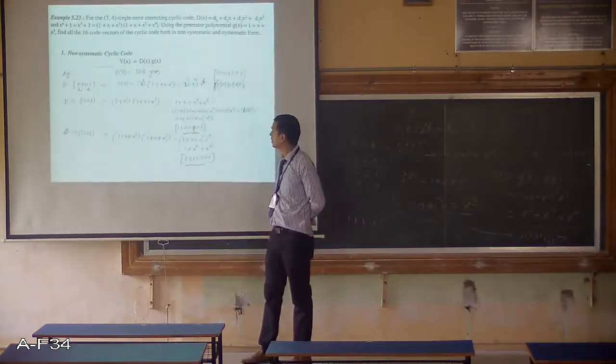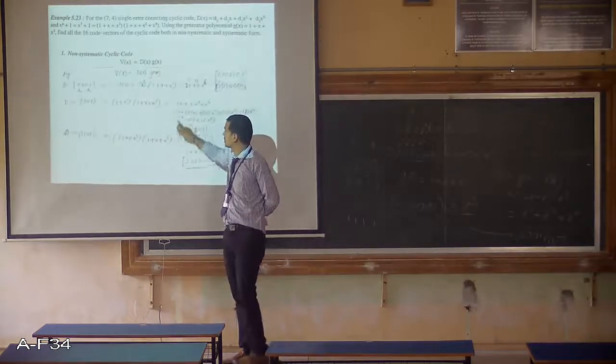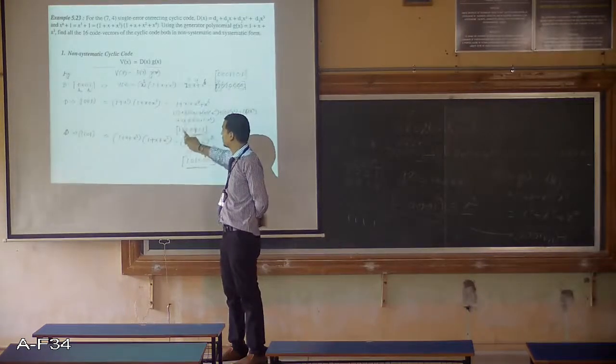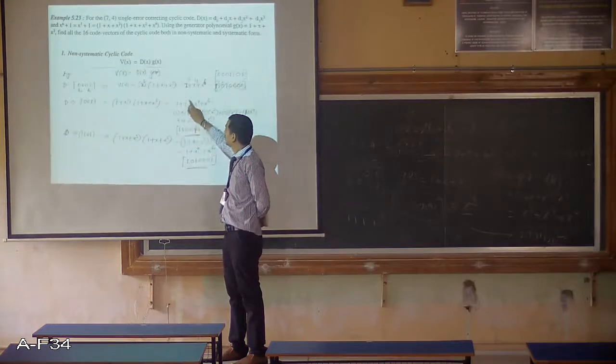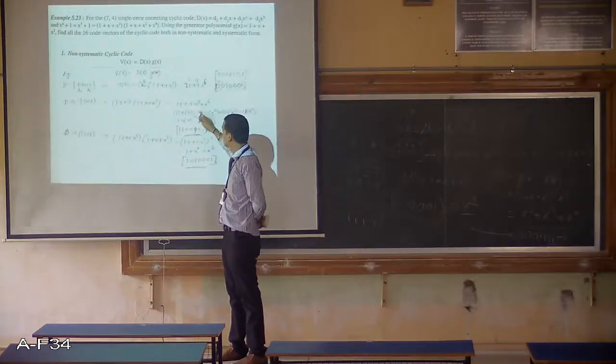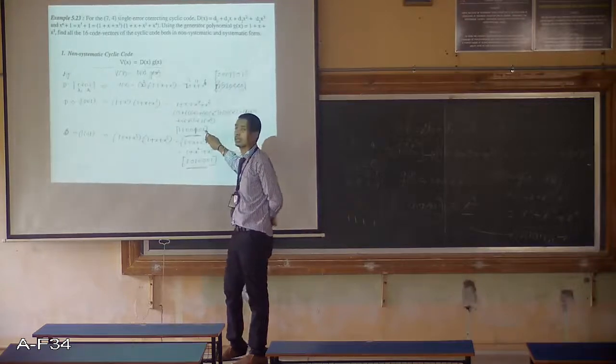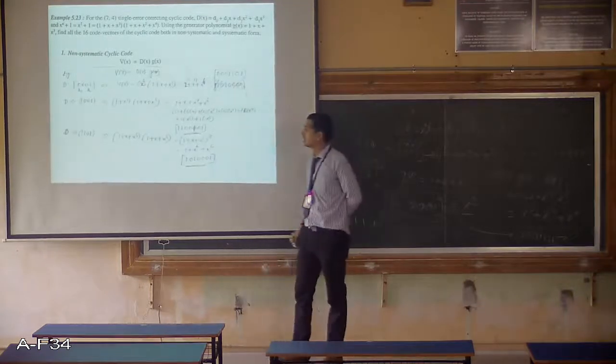Once after converting it, in terms of x power 0, I have 1 here. X power 1, I have 1 here. X power 2, I don't have any coefficient here. X power 3, I don't have any coefficient. X power 4, I do have 1. X power 5 again 0. X power 6 again 1. Okay, this is how the code word is generated.